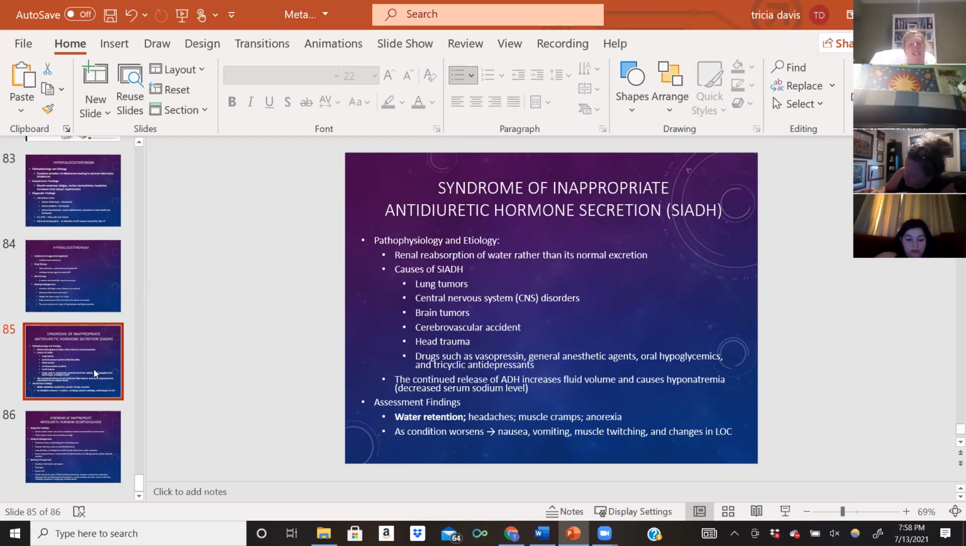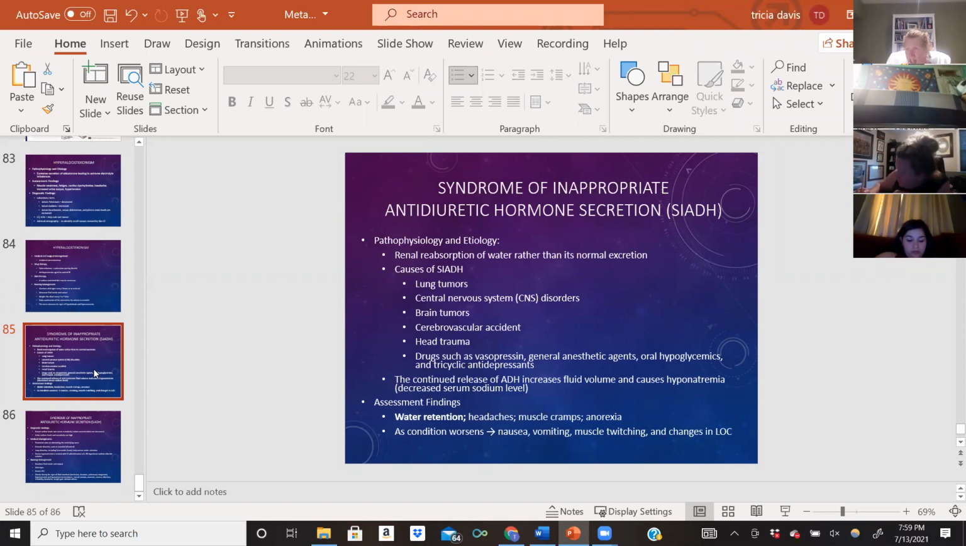So the continued release of ADH increases the fluid volume and causes hyponatremia, which is a decreased serum sodium level. So what are we going to see? We're going to see water retention. So that circulating fluid volume is going to be on overload. So the patients are going to have headaches. They're going to have muscle cramps because they have so much fluid.